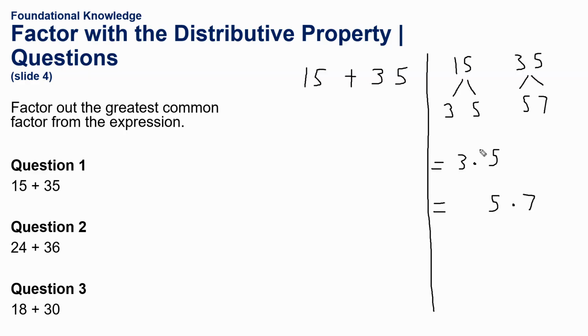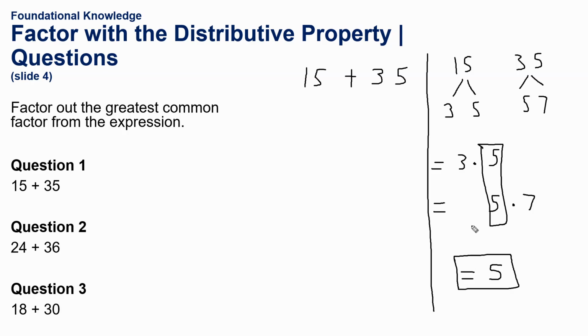We can see that our 5s are the 2 common factors. In other words, they are grouped into one column. 3 and 7 are currently not covered, so they would not be part of the problem. So what we've just done here is we've identified that the greatest common factor for 15 and 35 is the number 5.